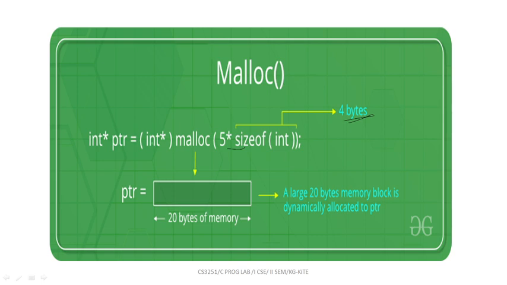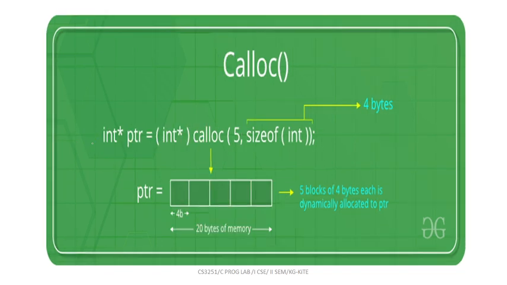The initial address, the first allocated memory cell's address, is stored in the variable PTR. Since it is going to store the address of integer values, this pointer variable should be of integer type. This is the calloc example. It is also allocating memory for storing 5 integers, but in continuous locations. 5 blocks of 4 bytes each is dynamically allocated to PTR.